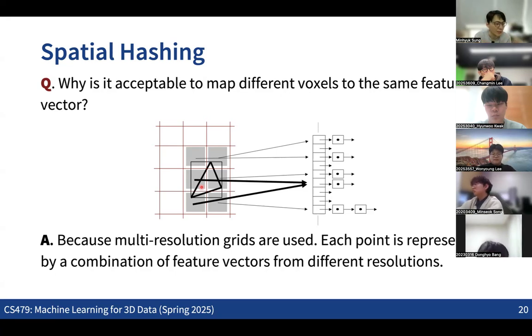So when you have this multi-resolution grid, we can consider compressing all this latent feature information by setting up a hash table whose size might be smaller than the number of voxels, while allowing some conflicts in the hash table.